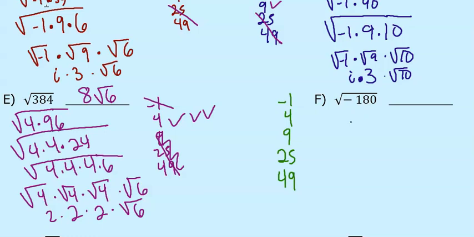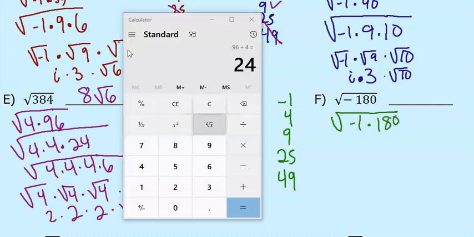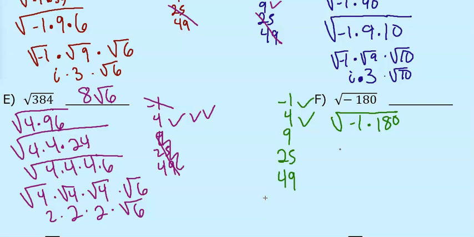F is the square root of negative 180. It has a negative, so let's rewrite this as -1 times 180. Let's see if 4 goes into 180. 180 divided by 4, we get 45, so that works. So -1 times 4 times 45.